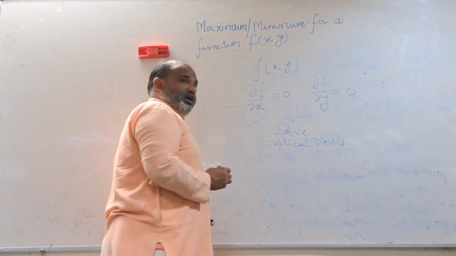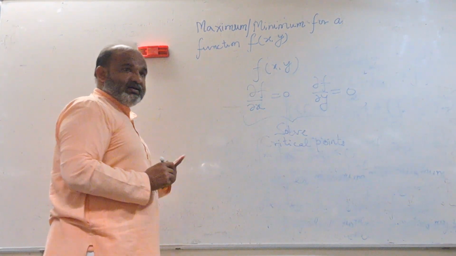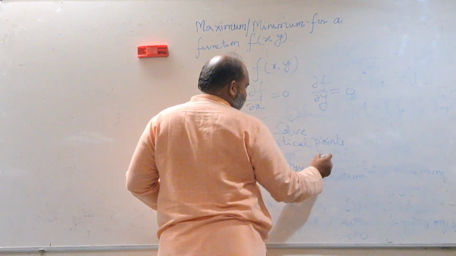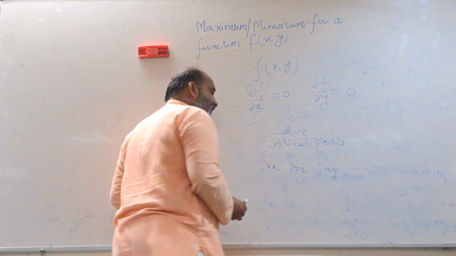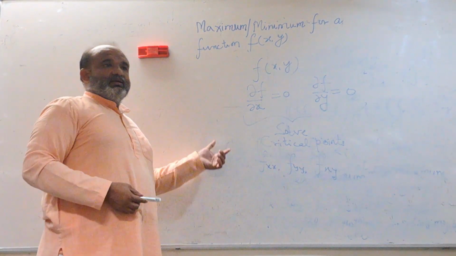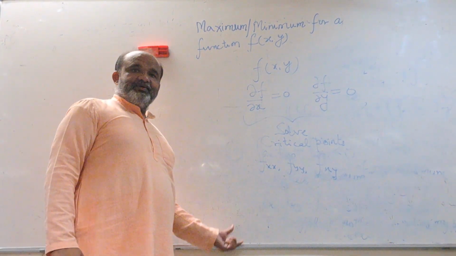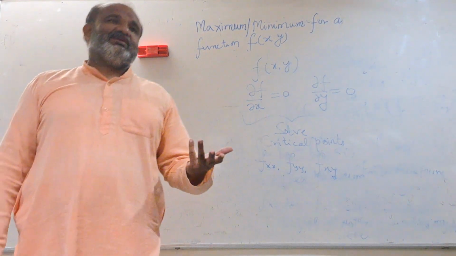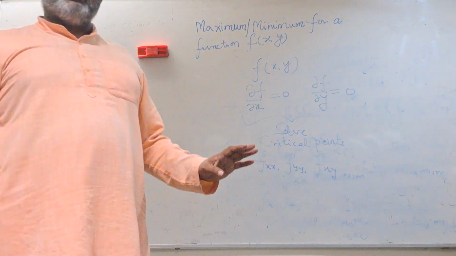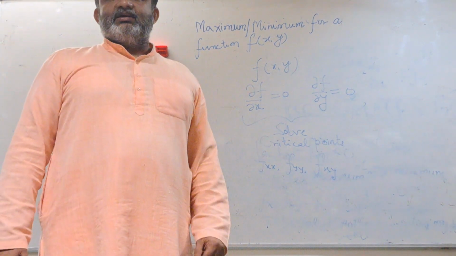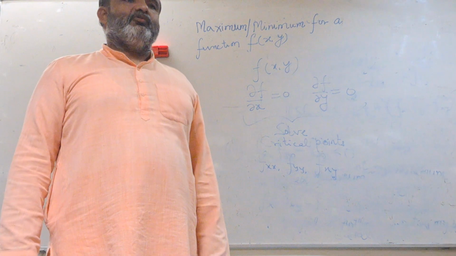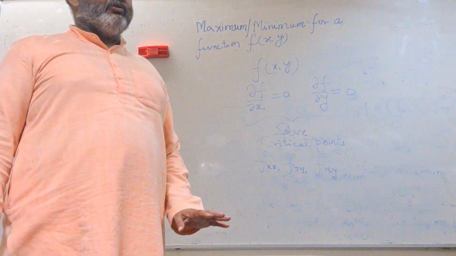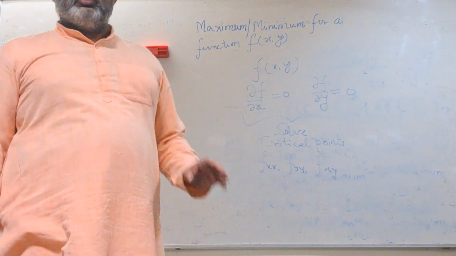And for every point, find fxx, fyy and fxy, and see according to the derived condition which condition is satisfied; accordingly the result will be there. Fine. So this is the topic of the maximum or minimum for a function of 2 variables. Is it clear to all of you? Any doubt?